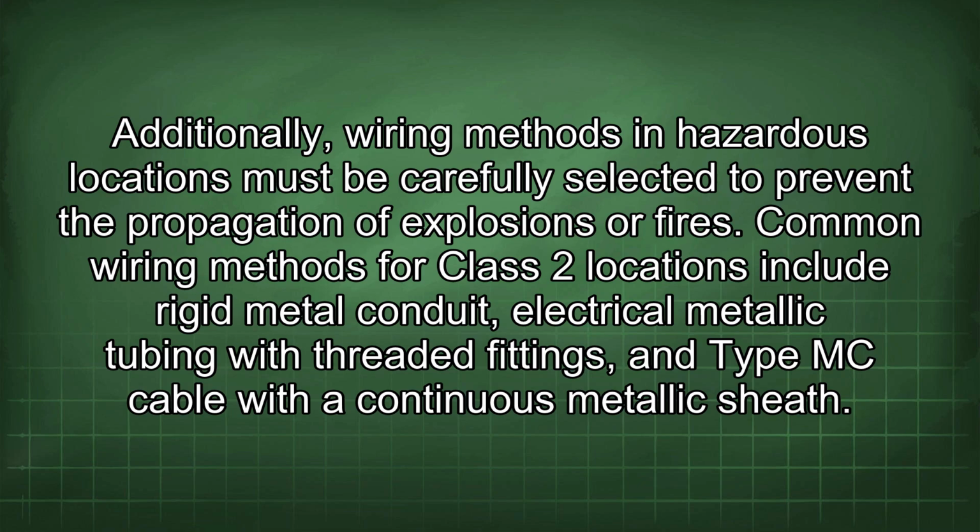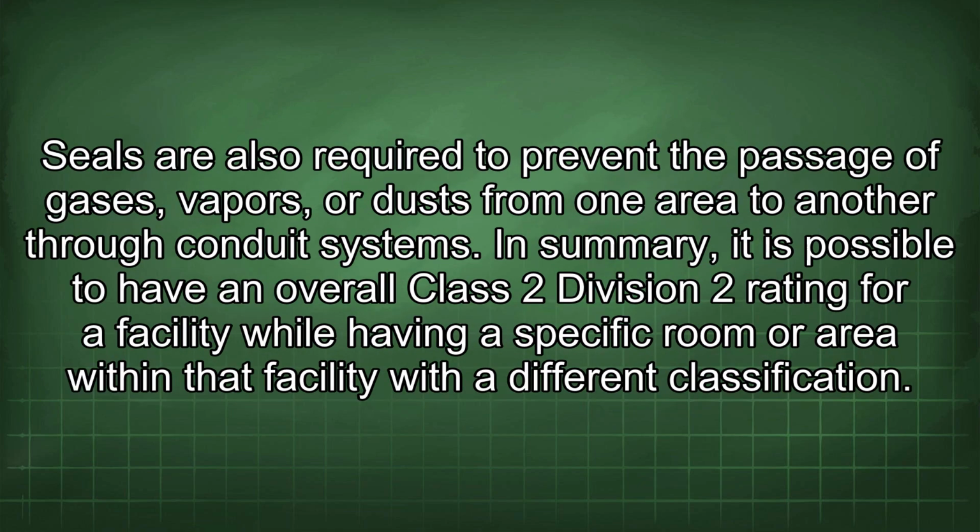Common wiring methods for Class 2 locations include rigid metal conduit, electrical metallic tubing with threaded fittings, and Type MC cable with a continuous metallic sheath. Seals are also required to prevent the passage of gases, vapors, or dusts from one area to another through conduit systems.